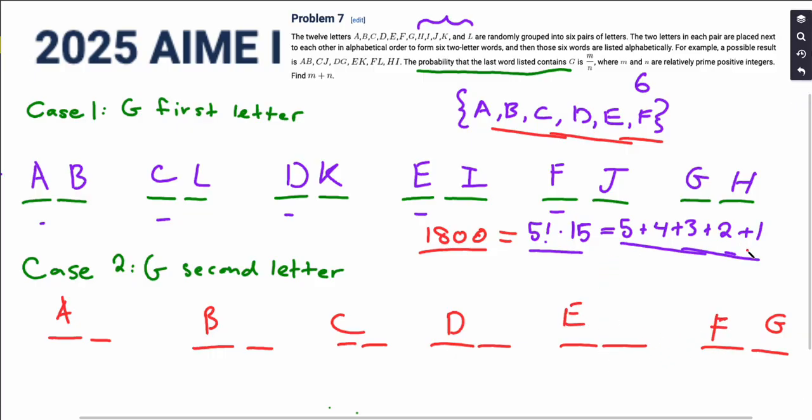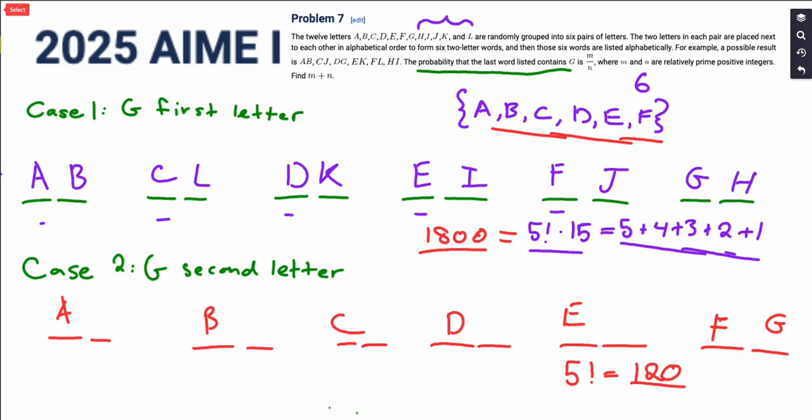Because if not, then it would break the alphabetical criteria since some letter before G is going to appear, or some letter after G is going to appear here. So that isn't possible. So these are the only ways to arrange the letters A through F in this case. And then obviously we have to arrange H, I, J, K, and L. That's a total of 5 factorial for this case. So we end up with a total of 120 for this case.